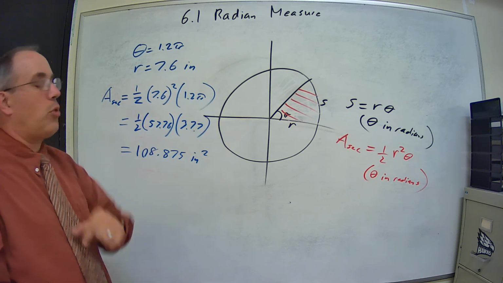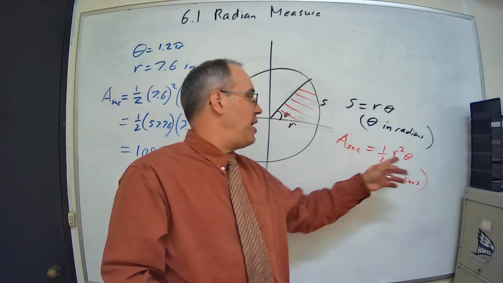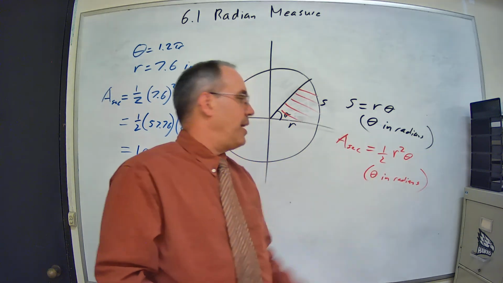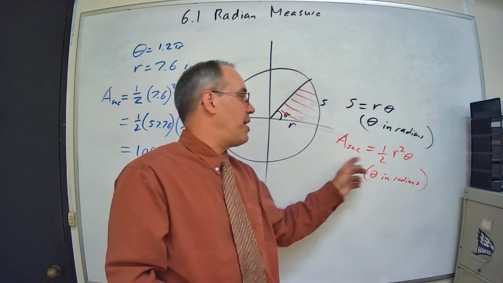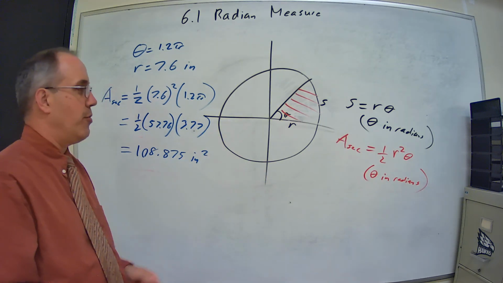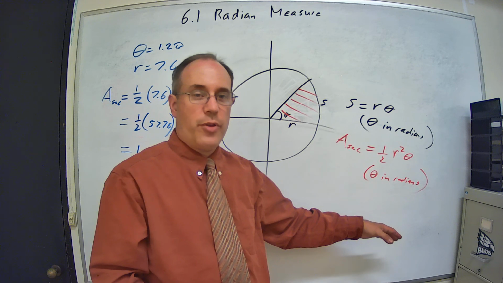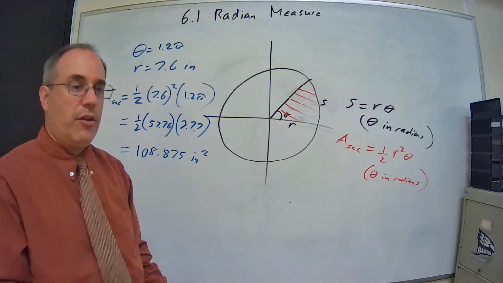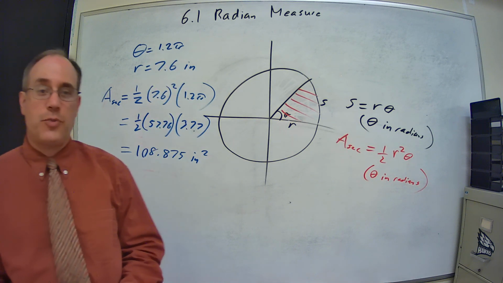So I just plugged it in. Again, we can do the same thing anyway. Give me the area and the angle, and I can give you the radius. Give me the radius and the area, I can give you the angle. Give me the radius and the angle, and I can give you the area. Just remember that for both of these formulas, theta must be in radians. And believe it or not, that finishes up 6.1 radian measure.